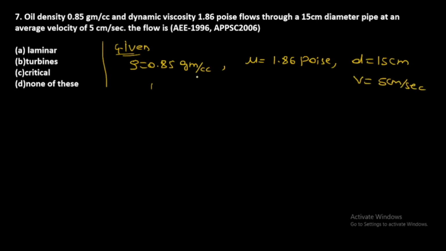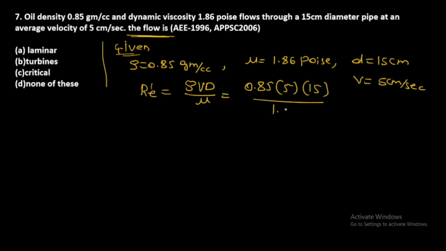So what he is asking is what type of flow it is: laminar, turbulent or critical. To find this, we should find the Reynolds number, rho Vd by nu, which is density 0.85 into velocity 5 centimeter, diameter 15 centimeter, divided by nu, which is given as 1.86 poise. We will get it as 34.27, so it is less than 2000. So it is a laminar flow. Option A is the correct answer.